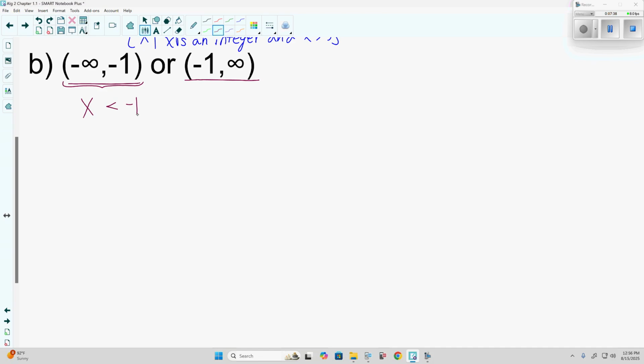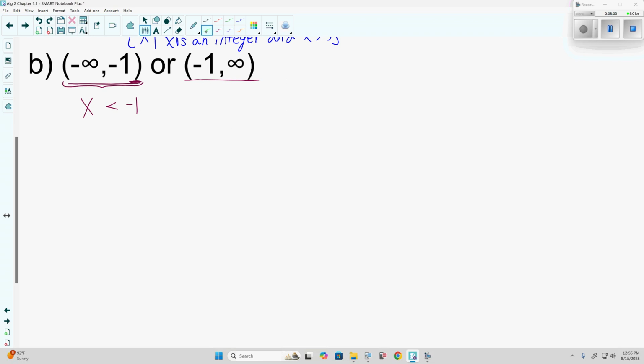Because where is it heading? It's heading to negative infinity. It's getting smaller and smaller. So as long as x is less than negative 1, that statement is true. Now, can it be equal to negative 1? No, because in interval notation, if we have a parentheses next to our number, it's not included.